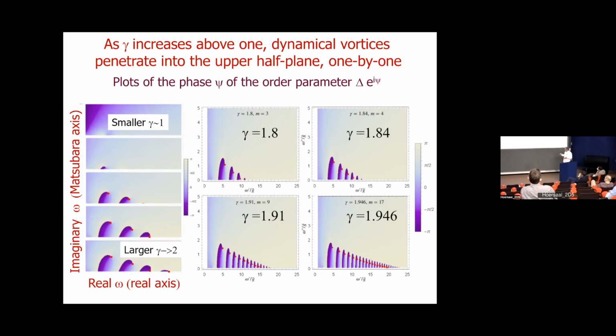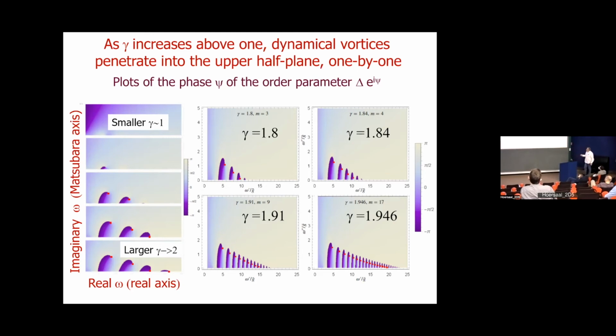Okay, so here is what comes out. The plots here are plots of the phase of the gap in the complex plane. Vertical axis is imaginary part of frequency. Real axis is real part of frequency. So if you like, this is real axis. This is Matsubara axis. This is complex plane. And we're talking about dynamical vortices. And we see what happens.